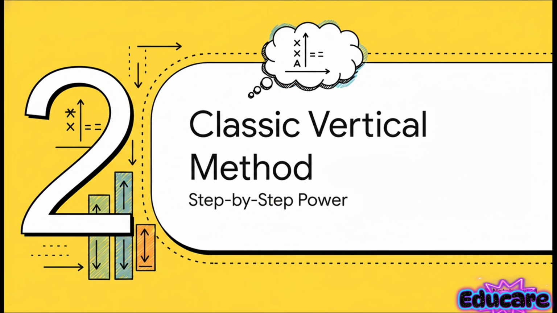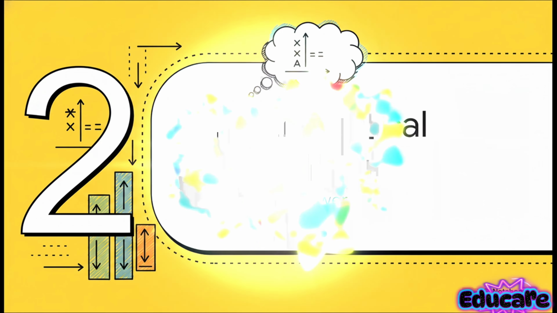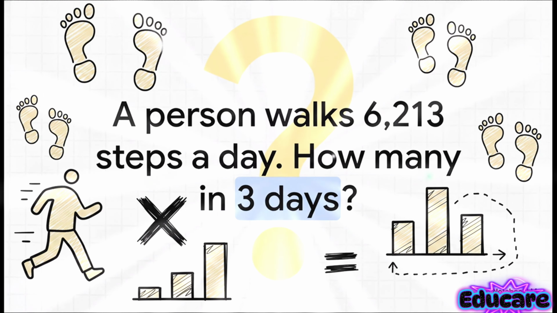Got it? Super simple. Okay, time to get our hands dirty with our first method. This is the classic vertical method. You probably remember this one from school, right? It's a classic for a reason. It's super reliable and keeps everything nice and tidy. We'll start with a little warm-up problem to get the hang of it. So here we go. Let's say a person walks 6,213 steps in one day. That's a decent amount. The question is, how many steps would they walk in 3 days? All we're doing here is finding the product of 6,213 and 3.